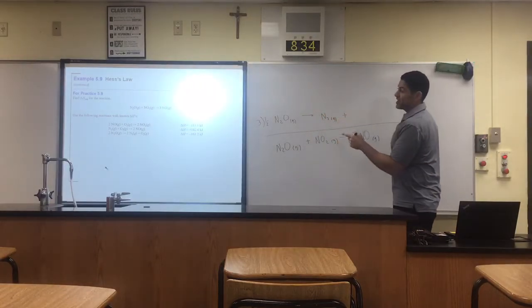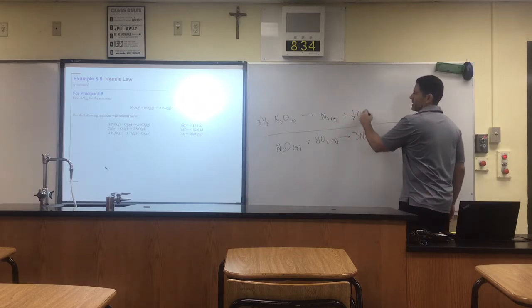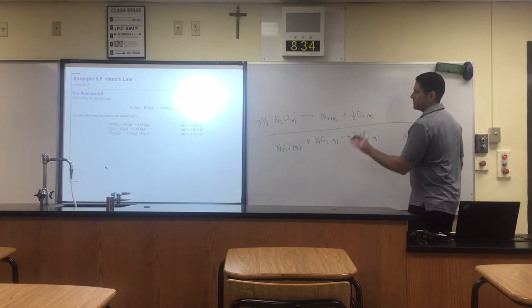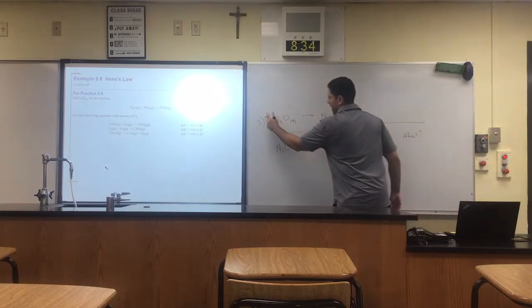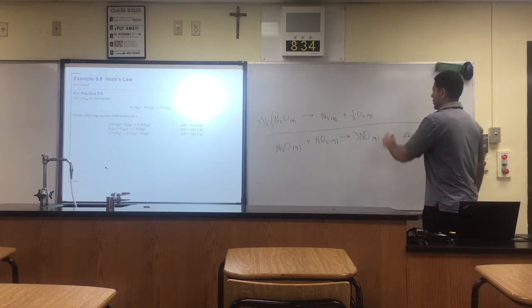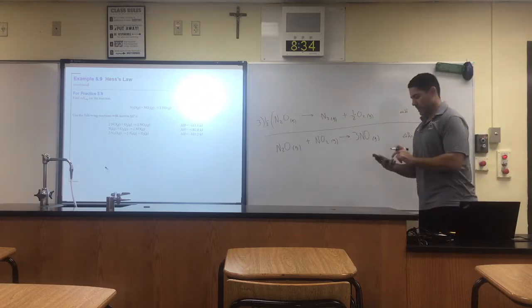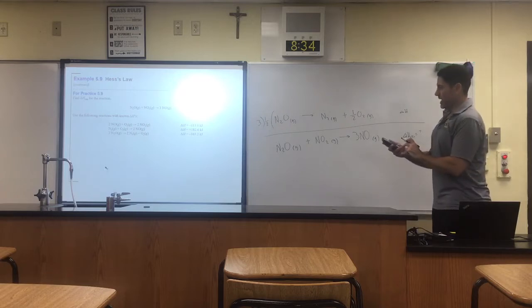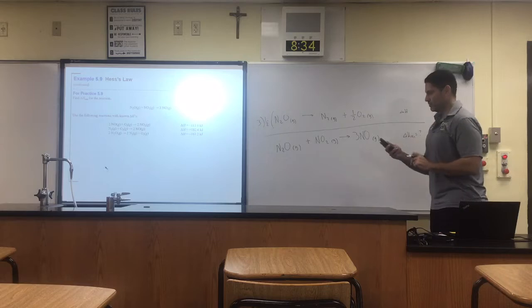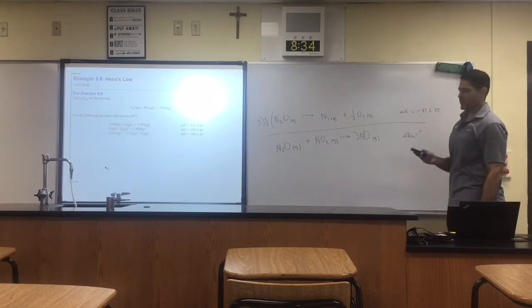And then the oxygen will be a half. Okay? So you're multiplying the third equation by a half. Don't forget, we have to multiply the delta H by a half as well. So let's get that number. Negative 163.2 divided by 2 is negative 81.6 kilojoules. So we're good there. Okay?